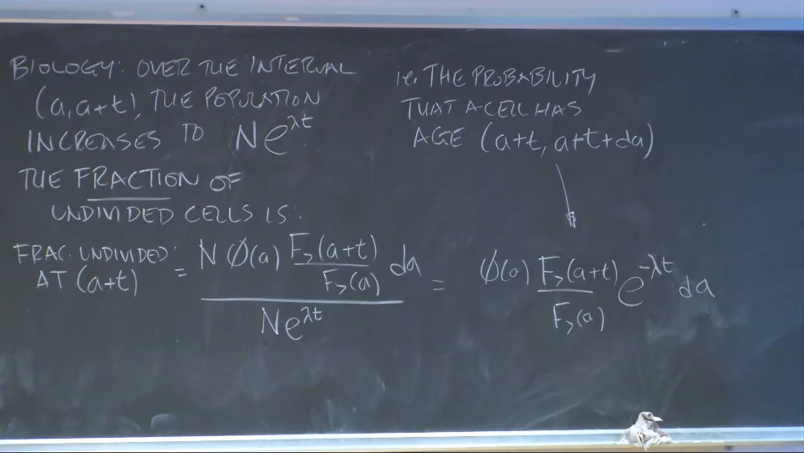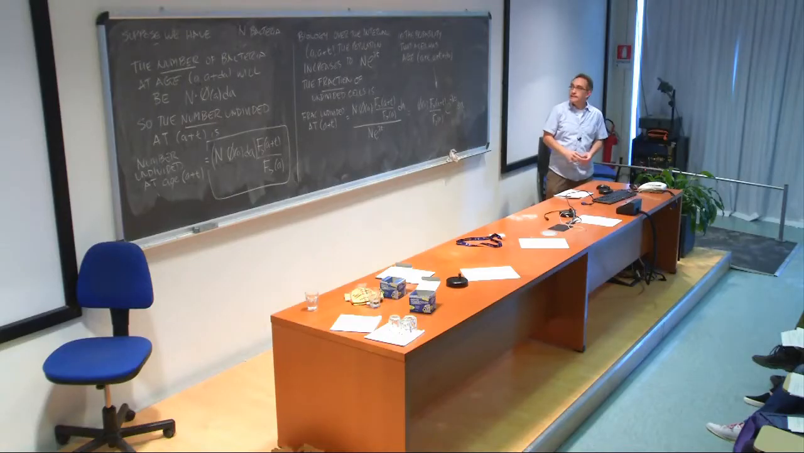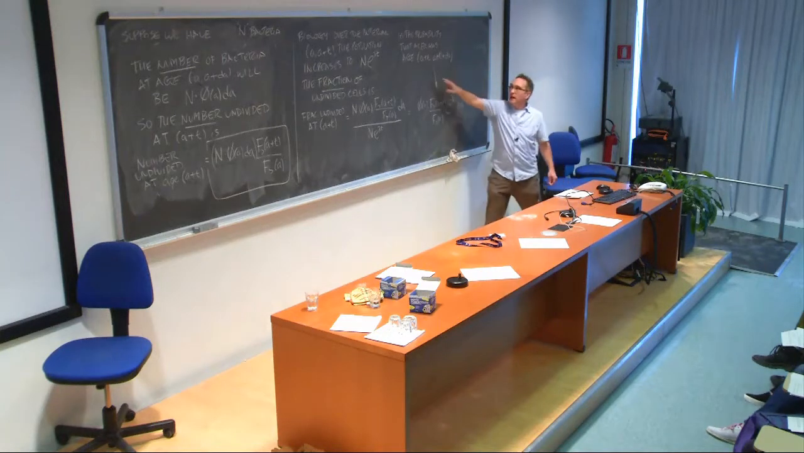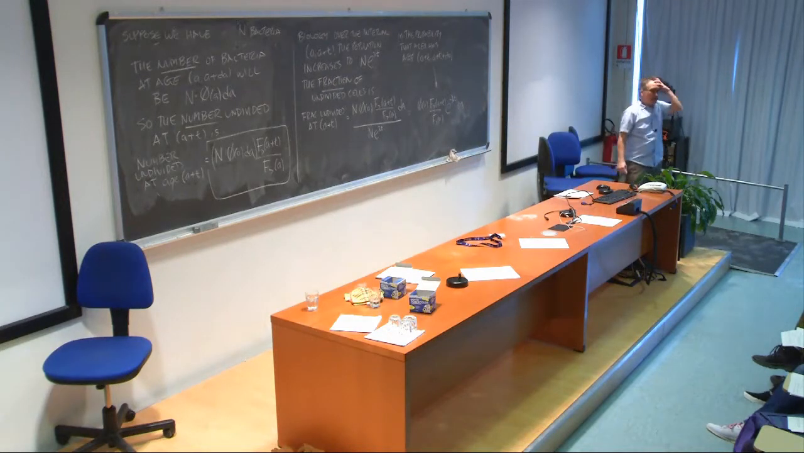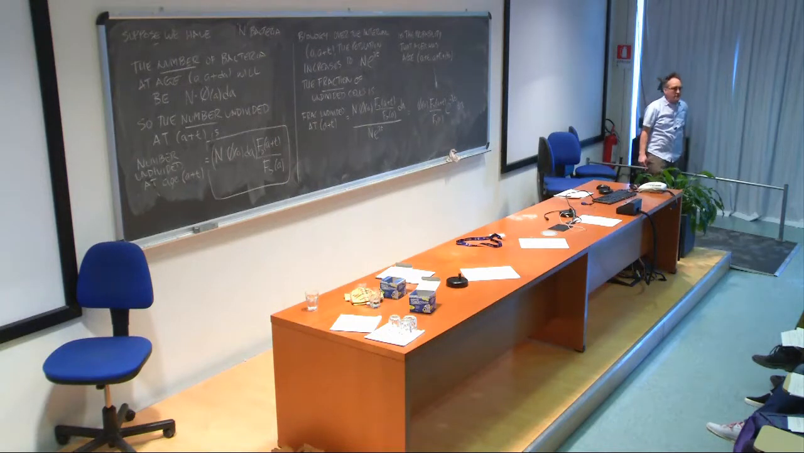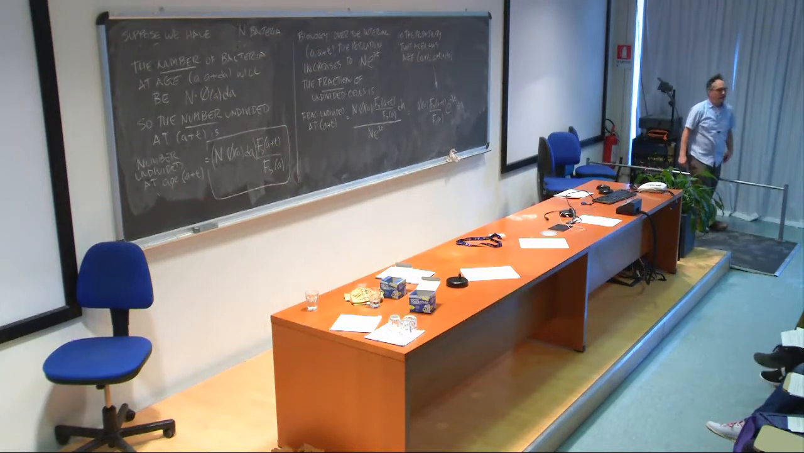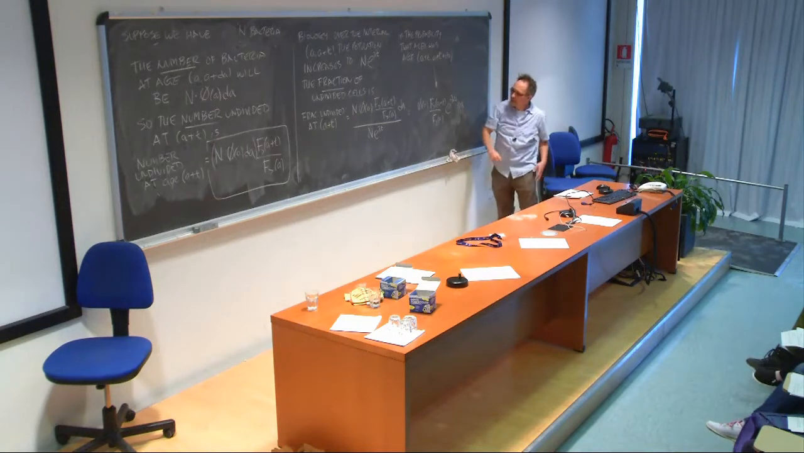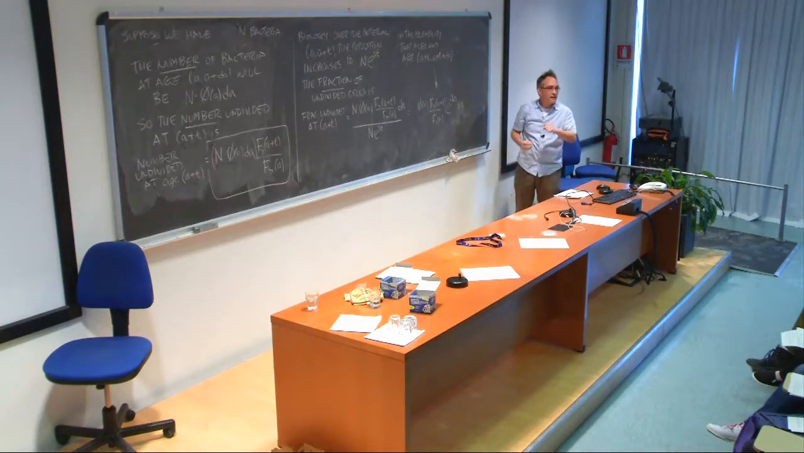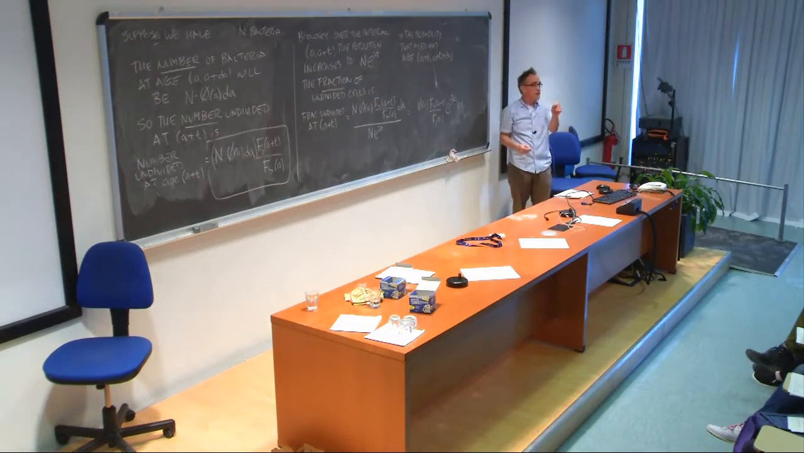But then I look at that. This is the fraction that are undivided at a plus t. So then that tells me that this is a probability that a cell has an age A plus T and A plus T plus dA. Is that okay? And now my question to you is there another way to write that? Yeah, you're exactly right. So in terms of phi, what would it be?